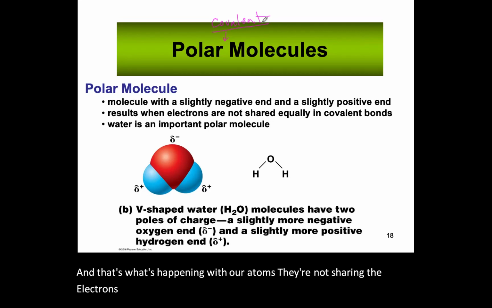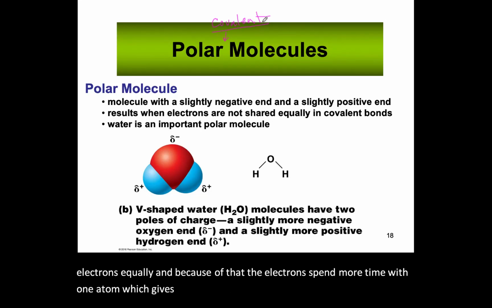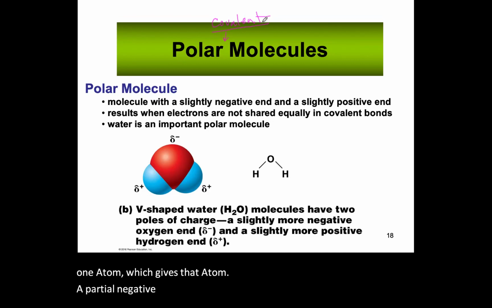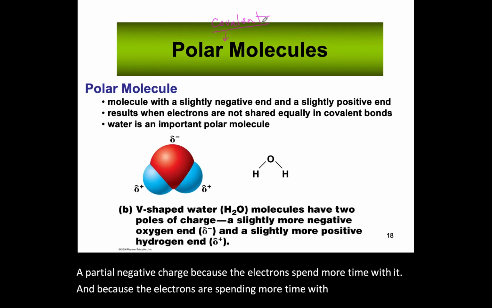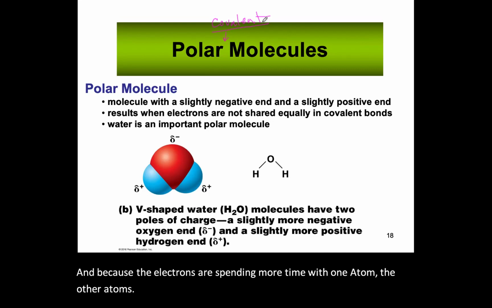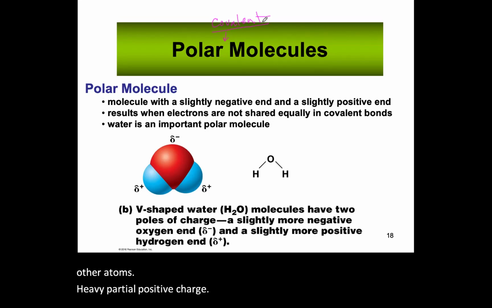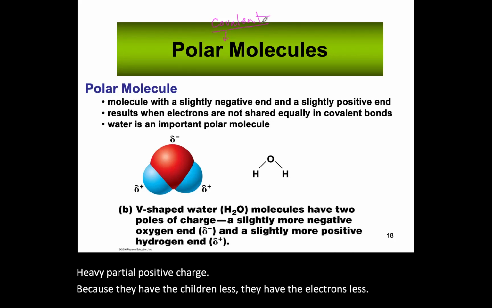And because of that, the electrons spend more time with one atom, which gives that atom a partial negative charge, because the electrons spend more time with it. And because the electrons are spending more time with one atom, the other atoms have a partial positive charge, because they have the children less. They have the electrons less. Right? It's not equal sharing.